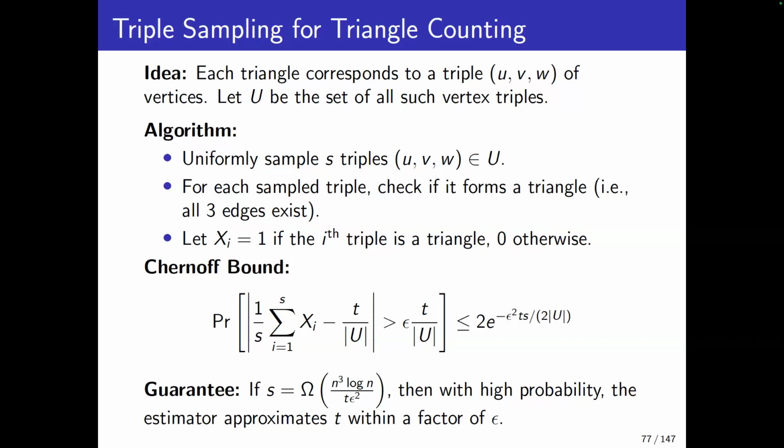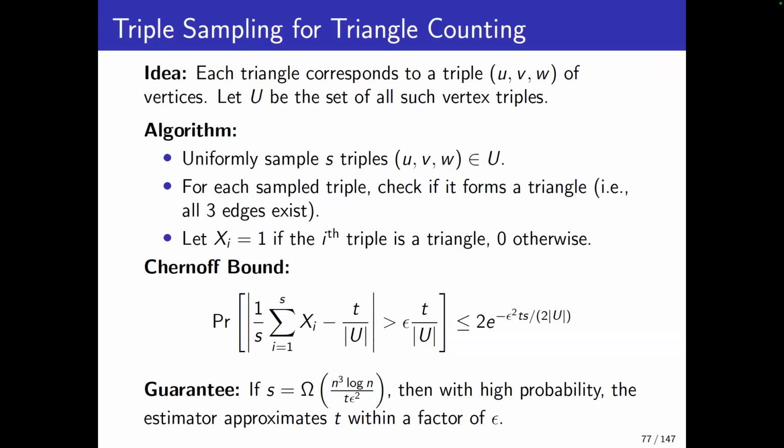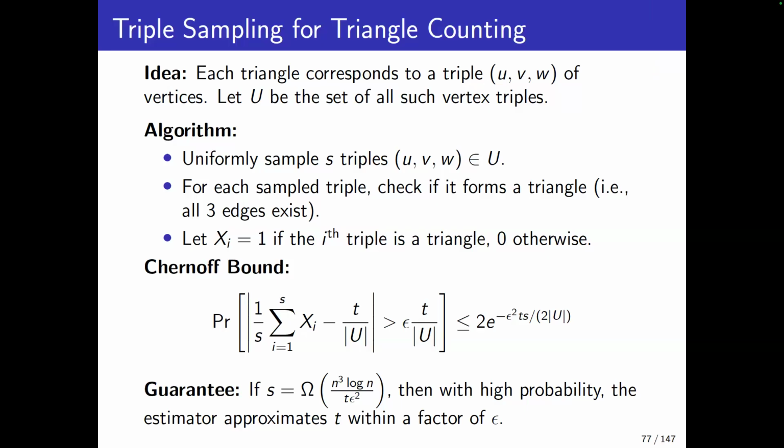So one could say, here is a very simple algorithm to count triangles. I will sample triples, and I will check if the triples form a triangle. It turns out that if you sample n cubed log n divided by t times epsilon squared triples, then you can guarantee an epsilon quality approximation. That means your output is going to be 1 plus minus epsilon times the true count.